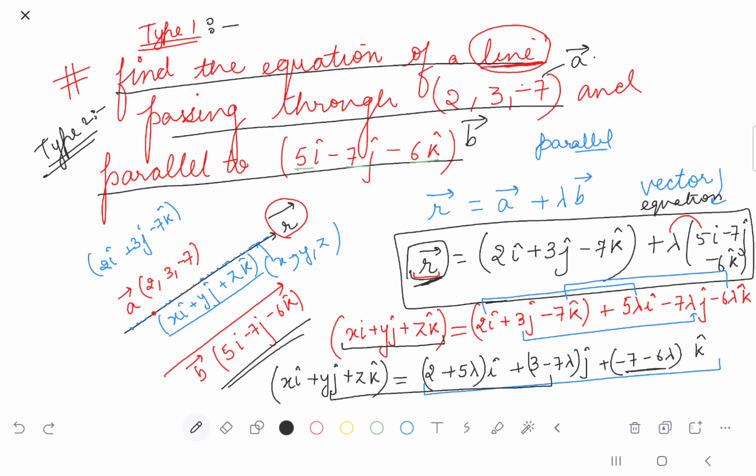Now, let's suppose the question talks about this. The second type is type 2. The type 2 kind of questions that you will get here will be: find the equation of a line.